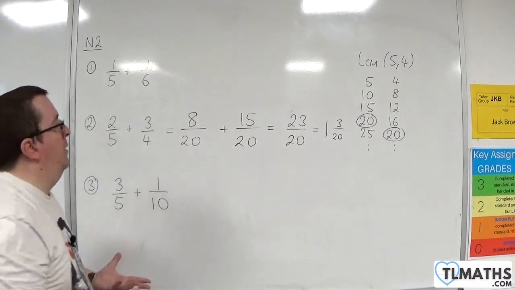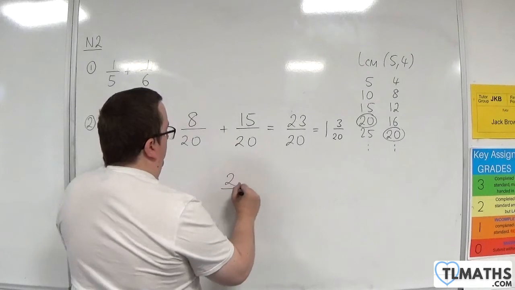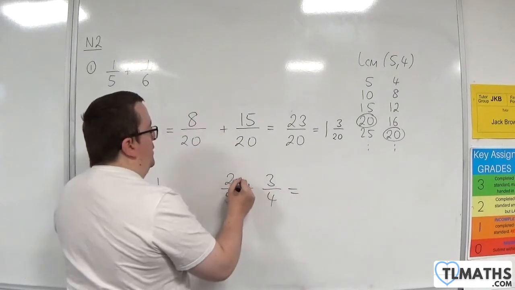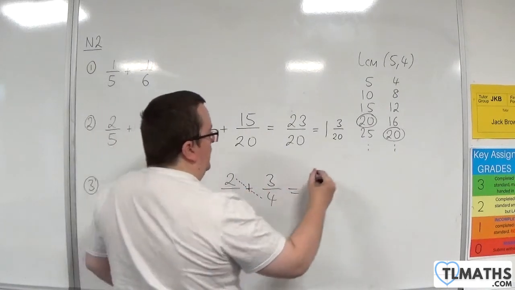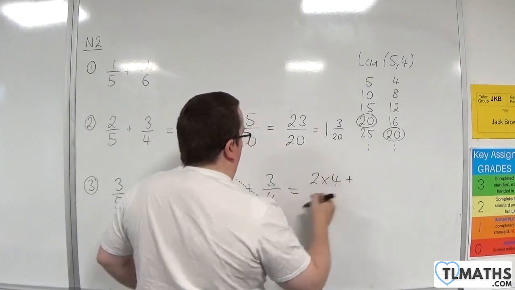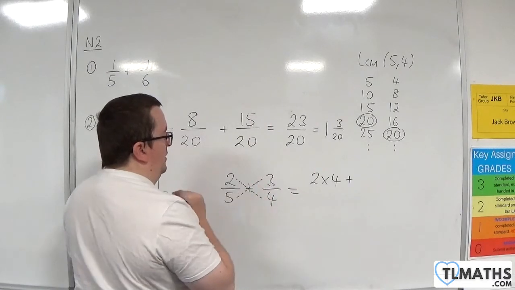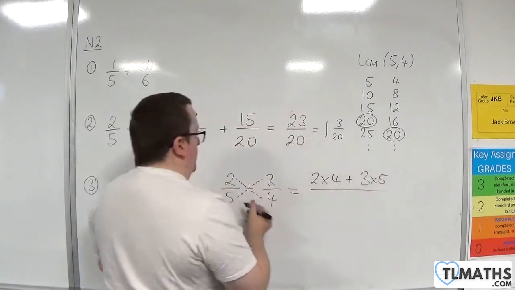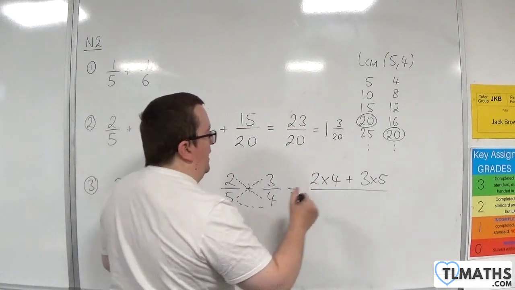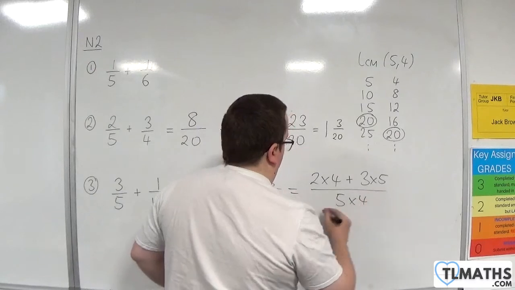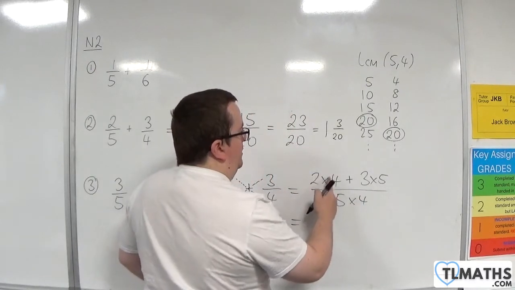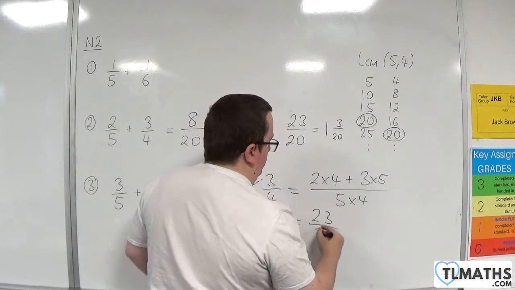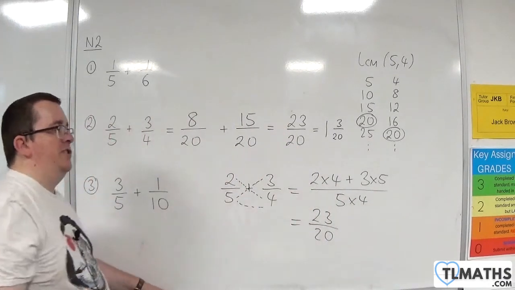Now, if you're going to use cross multiplication, 2/5 plus 3/4. You first of all multiply the leading diagonal, 2 times 4, plus the product of the other diagonal, 3 times 5, over the product of the denominators, 5 times 4. So we have 8 plus 15, which is 23, over 20. And of course, we get the same result as before.